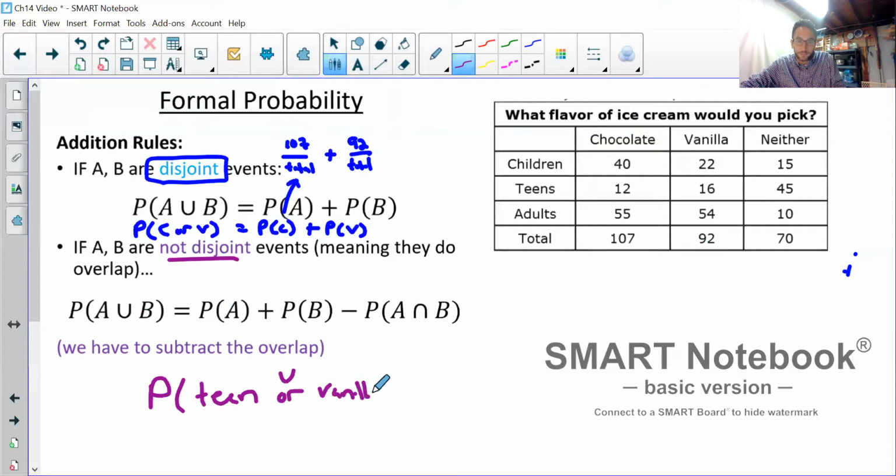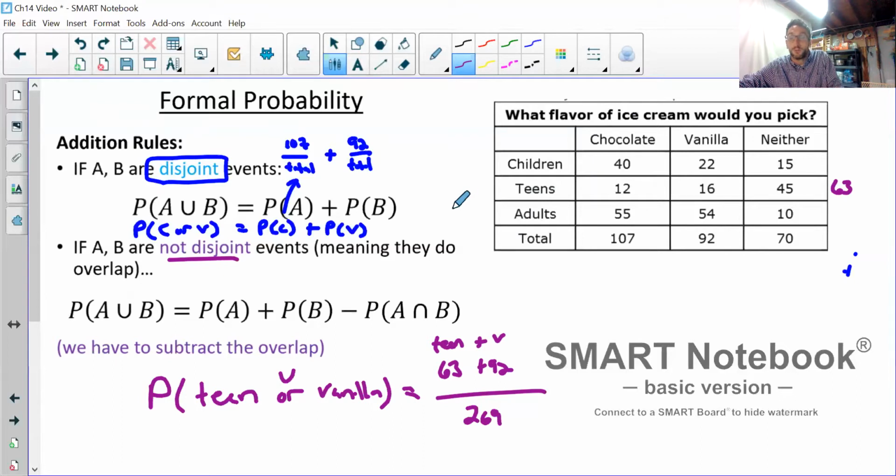the probability they chose vanilla. Here, to get that numerator, it's going to be out of that 269. I can't just do the teen total, which is 63, plus the total vanilla, which is 92, because what happens is these are not disjoint events. There are some people who fall into both categories, right? So I can't just do teens plus vanilla because these people get counted twice.